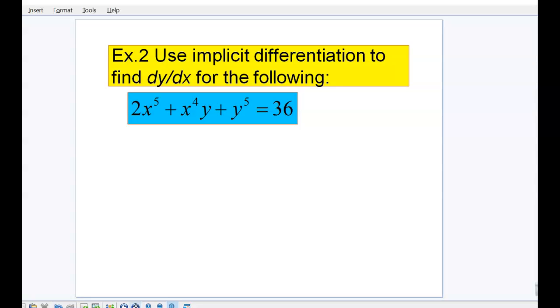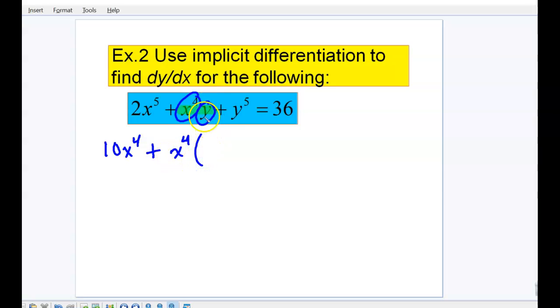Again, you notice I have a product inside here, so I'm going to have to use the product rule, but let's go through this process following the steps on the previous slide. And the first one said take the derivative of both sides of the equation with respect to x. So I'm going to take the derivative of 2x to the 5th, which is going to be 10x to the 4th, plus. Now I'm going to do the product rule with these two terms. So it's going to be the first function.